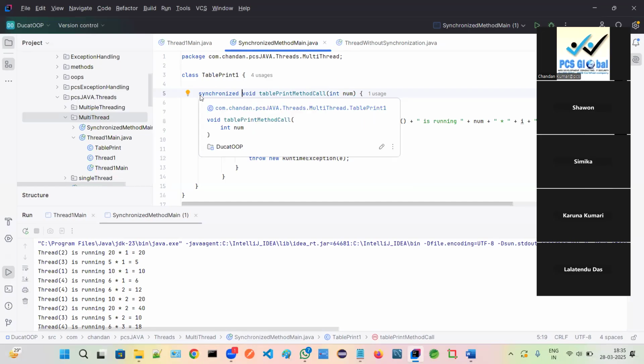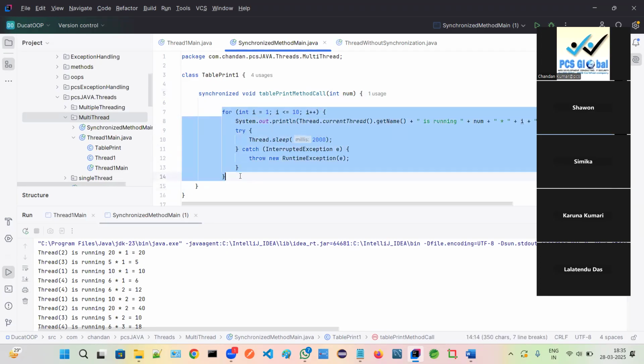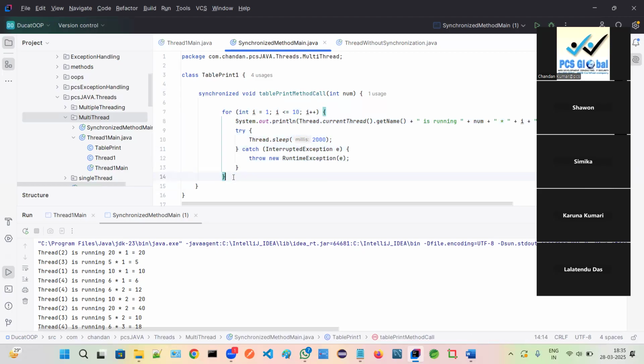Locked means they are waiting outside, in a blocked state. Why? They are trying to access it, but it is already locked. Then how will they enter inside? They can't, because the lock is already done by one thread, and that thread went inside. Whenever that thread completes its execution, it will go out of this method.